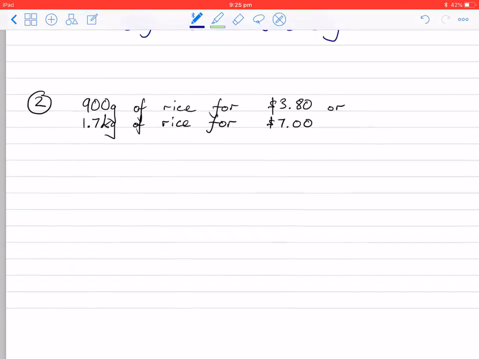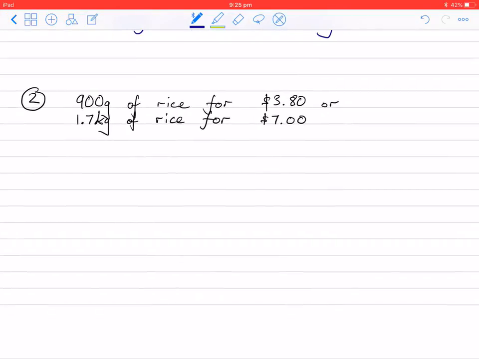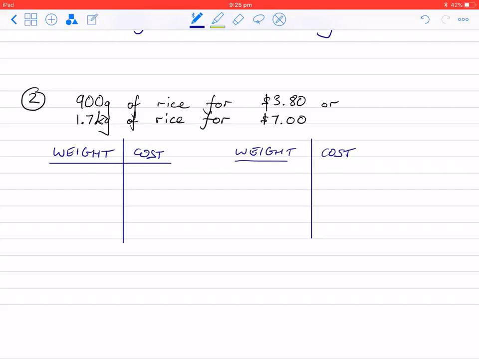In this next question we're going to find out the cost per 100 grams. And if you walk around the shops you might see this on some of the labels. They tend to do this. So we have got weight of rice, I guess you could just write rice there if you want, and the cost. Again, we'll do 2 of these. We've got weight and we've got cost. Okay, so we had 900 grams of rice is $3.80.